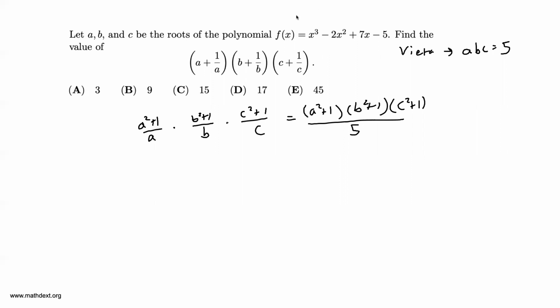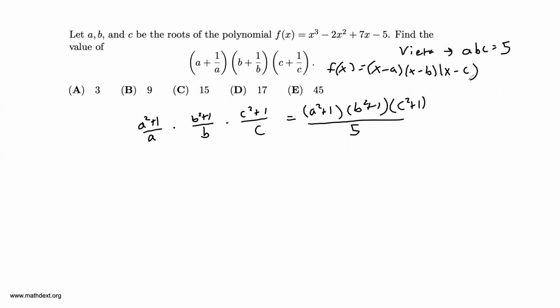What does this f of x mean? Well, f of x can also be written as not just this x cubed minus 2x squared thing. It can also be rewritten as x minus a times x minus b times x minus c, because a, b, and c are the roots. So no matter if a, b, and c are complex, you can always write f of x like this. Okay, and what good does that do?